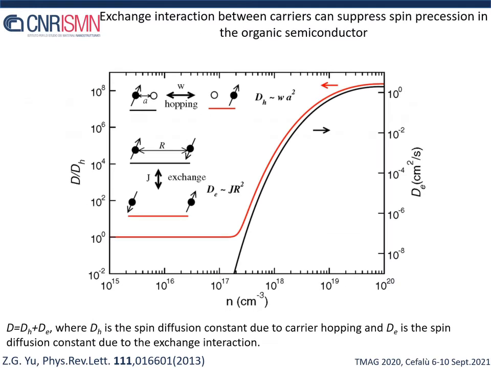With a carrier concentration greater than about 3 × 10^17 per cubic centimeter, the spin diffusion constant due to the exchange interaction exceeds that due to the carrier hopping by several orders of magnitude. Thus, spin transport happens too quickly for spin precession to occur. This explains why no spin precession is observed in our devices.